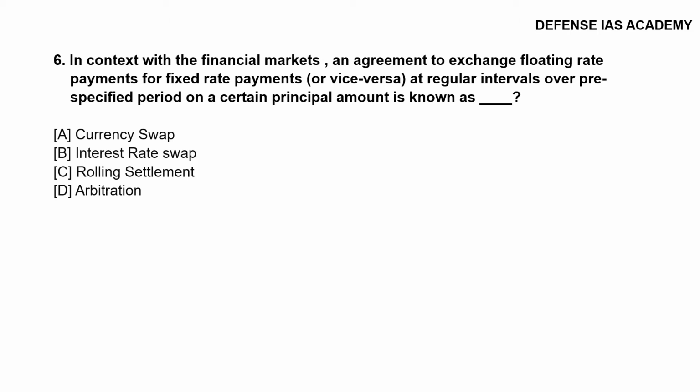Question number 6. In context with the financial markets, an agreement to exchange floating rate payments for fixed rate payments or vice versa at regular intervals over a pre-specified period on a certain principal amount is known as dash. The correct answer is option B, interest rate swap. So interest rate swap can be defined as an agreement to exchange floating rate payments for fixed rate payments or vice versa at regular intervals over a pre-specified period on a certain principal amount.